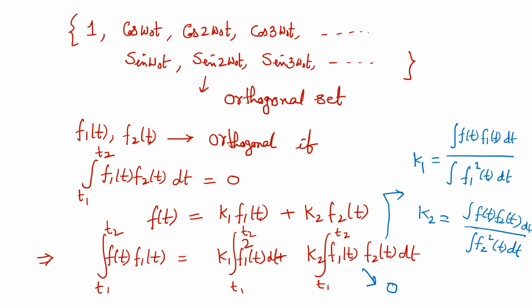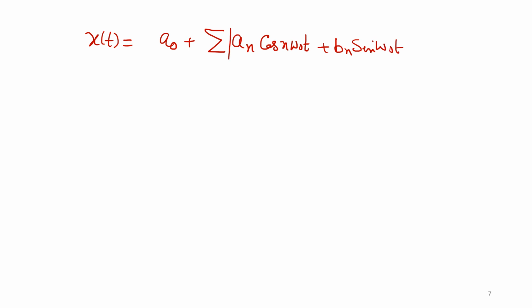Now in the Fourier series, this is the total orthogonal set. So if you consider any two signals, they will be orthogonal to each other. So now we can exploit this concept to find these Fourier coefficients. Now this x(t), as we have said, is expressed as this sum, n equal to 1 to infinity.